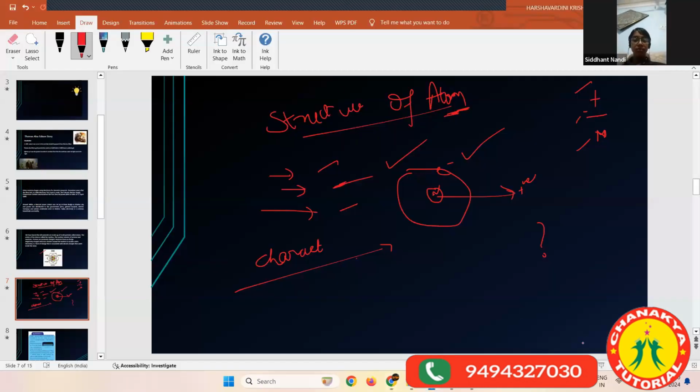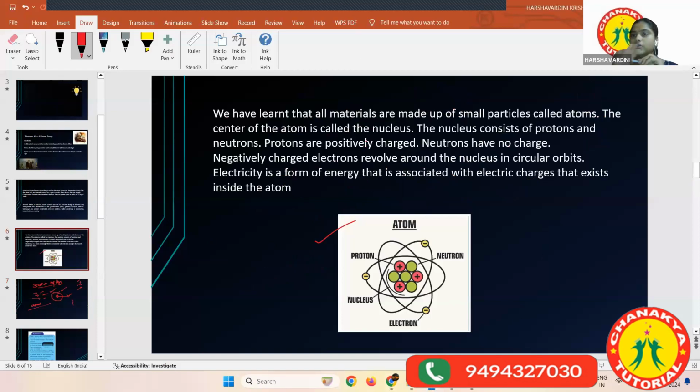Ma'am, is atom present everywhere, like the sun, planets, everywhere? Yes, correct. Because everything is made up of atoms, it means it will be present inside you also.